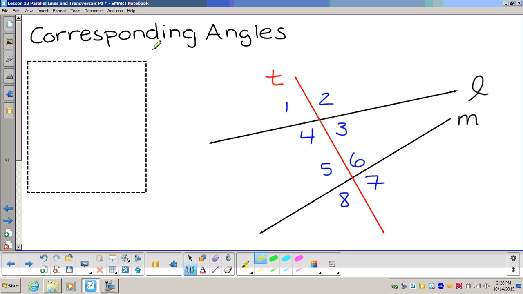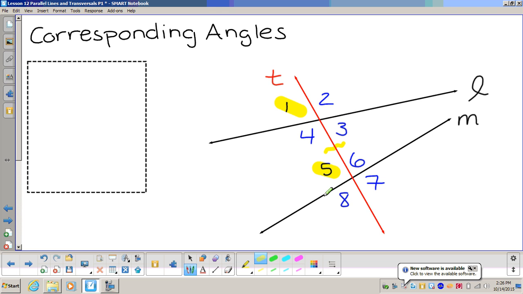So the first type is corresponding angle pairs. If we look at angle 1 formed right here, and then we pretend like we're breaking this picture into two smaller pictures. So if we were to cut this transversal here, take a pair of scissors and cut it right there, we have two pictures where we have four angles. The corresponding angles are the angles that are going to be in the same spot. Angle 1 and angle 5 are in the same spot. They're kind of in the upper left of the picture.